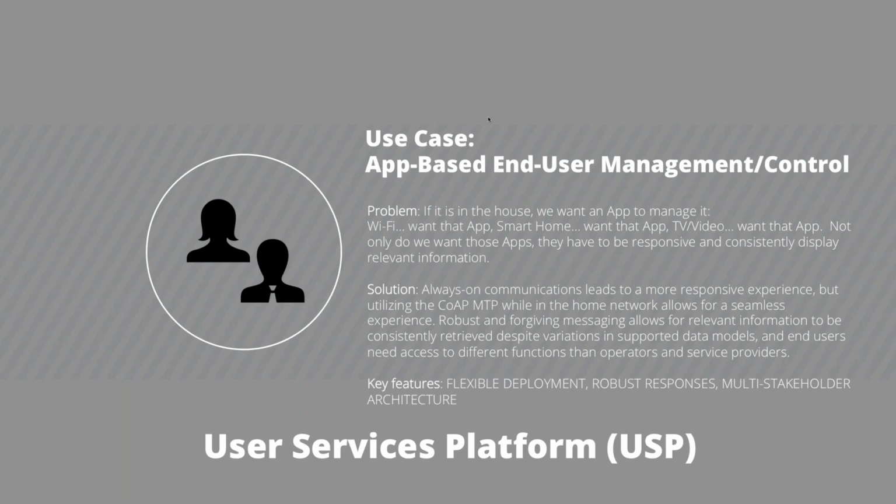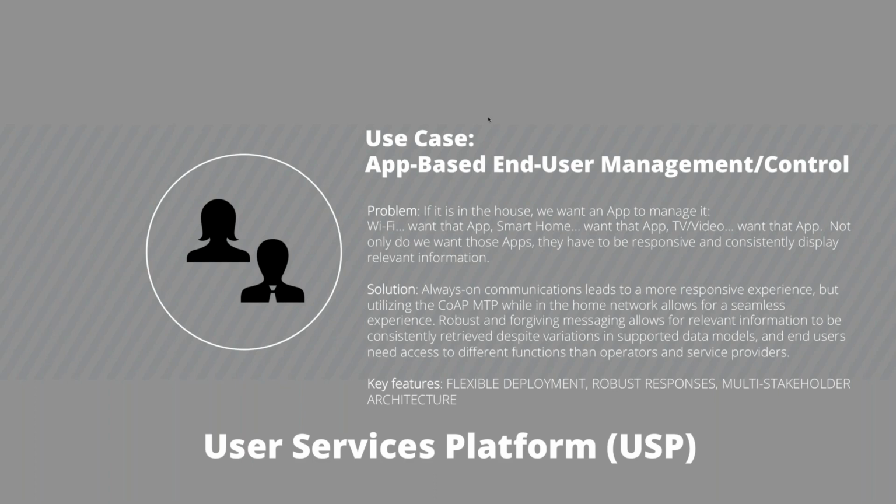So we not only want all of those apps, but we want them to be very responsive, and we want them to display relevant information independent of whatever devices we might be using. So basically, we want the network to work for us. We don't want to work for the network. So the solution here is that we have always-on communications, again, as we mentioned in the last use case. That helps lead to a more responsive experience because you don't have to wait for that communication session to be nailed up before you start asking devices for information. But that's just the first step here.